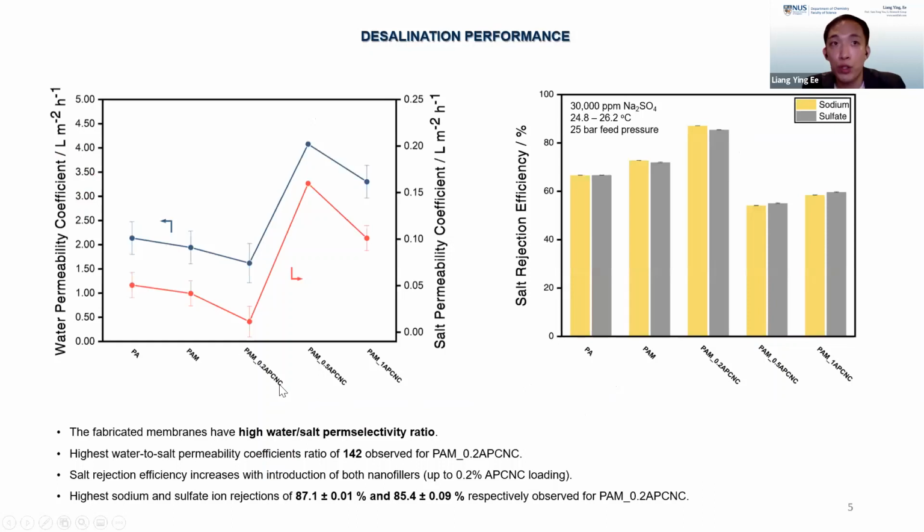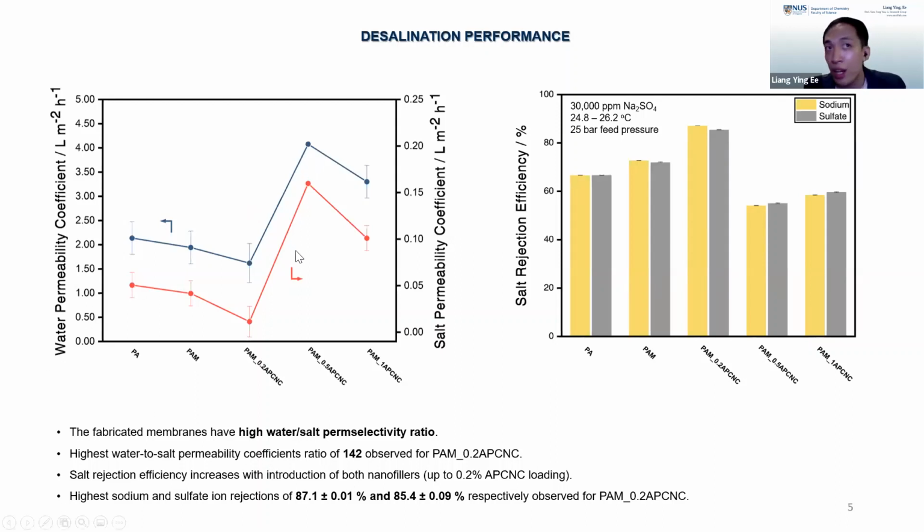So PAM 0.2 APCNC, which denotes the loading of 0.3% MMTH+ and 0.2% APCNC, was able to achieve the lowest salt permeability coefficient, which is supported by its high salt rejection efficiency of 87% and 85% for sodium and sulfate ions, respectively, with the feed containing 30,000 ppm of sodium sulfate. Moreover, PAM 0.2 APCNC has the highest water to salt permeability coefficient compared to the rest, and this could again be attributed to the excellent dispersity of the nanofillers on the membrane thin film surface with high cross-linking density.